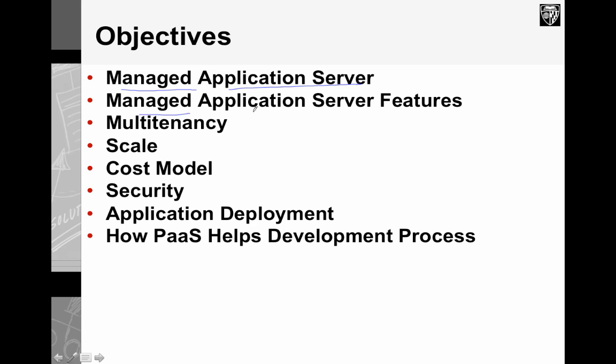We look at the features of a managed application server. When I say managed, it's the cloud-based managed application server. We look at things like multi-tenancy, scale, cost model, security, application deployment, and how PaaS helps in the development process. So basically in this section, we're trying to figure out what are the capabilities, what are the features that a cloud-based application server must provide for us.